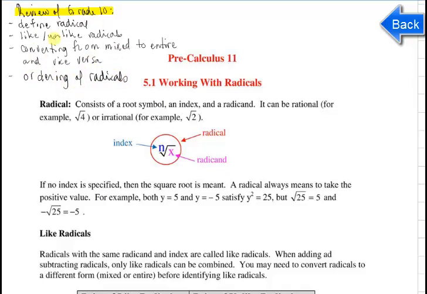The new stuff that we'll be looking at for this chapter will be adding and subtracting, multiplying and dividing, and solving radical equations. So let's start with our review.